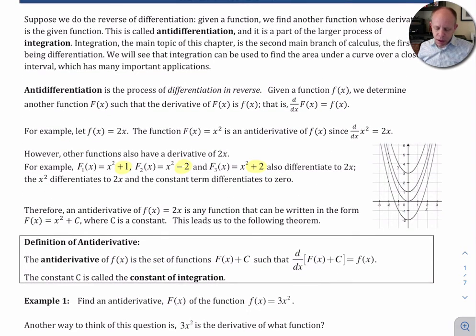The antiderivative of lowercase f(x) is the set of all functions capital F(x) plus c such that the derivative of capital F(x) plus c is equal to f(x). Now that constant c is called the constant of integration.